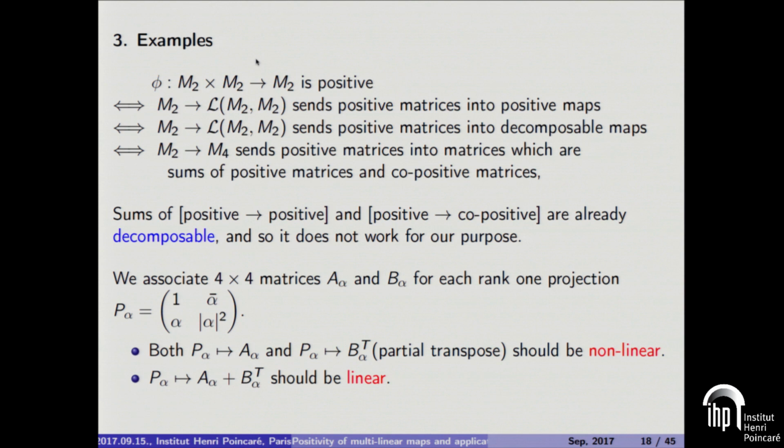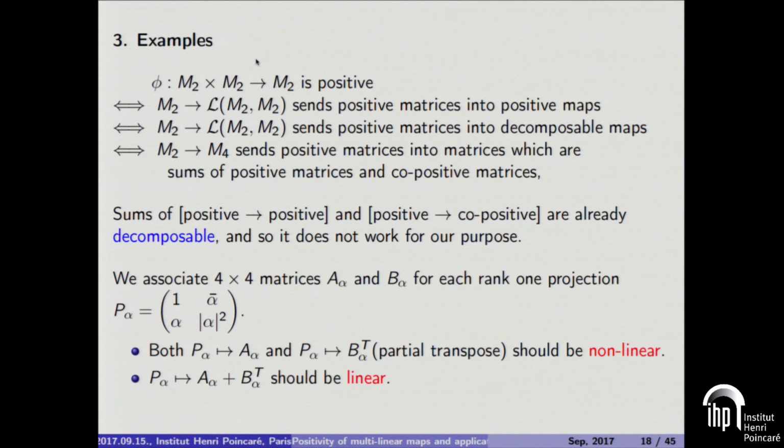So we consider 4x4 matrices instead of the mapping spaces by the Choi isomorphism, then the target must be the sum of positive matrices and copositive matrices. So every positive linear map may be decomposed into the sum of two correspondences. One sends positive matrices into positive matrices, and the other sends positive matrices into copositive matrices. But if these two correspondences are linear, then the sum of these maps must already be decomposable.